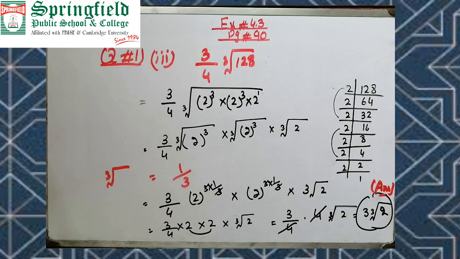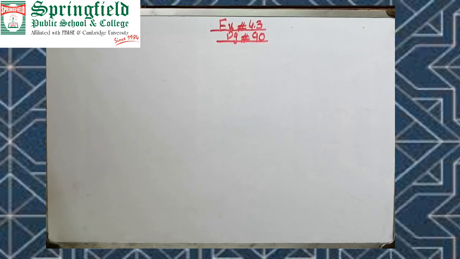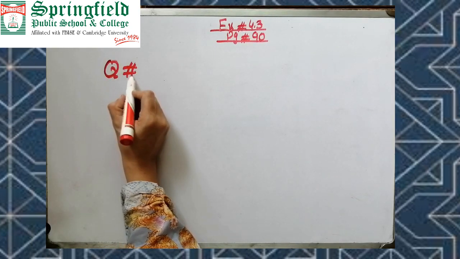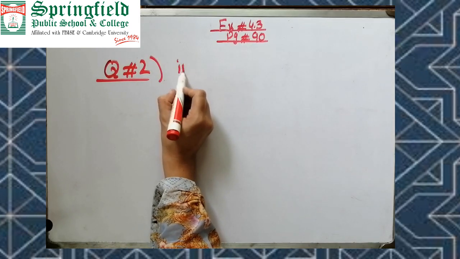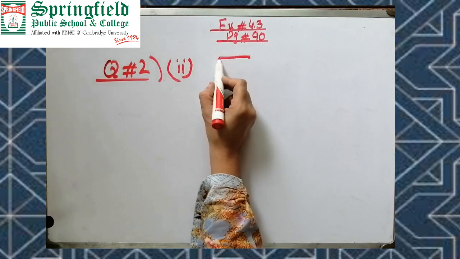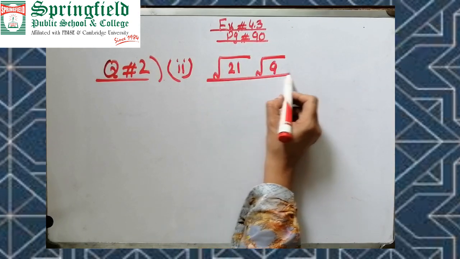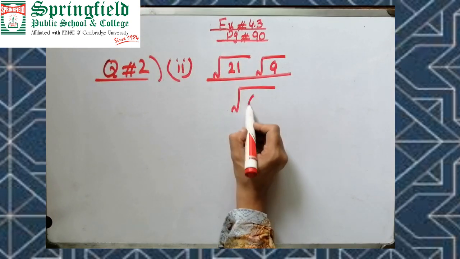Understood, beta? Okay, now come on the question number 2. Okay, the rest 2 parts of question 1 are your homework. Complete this question in your notebook. Okay, question 2, come on the second part. Under root 21 and under root 29 divided by under root 63.